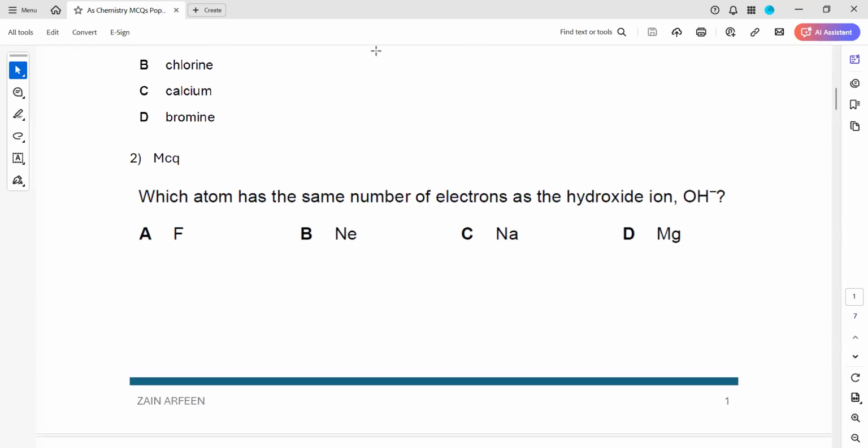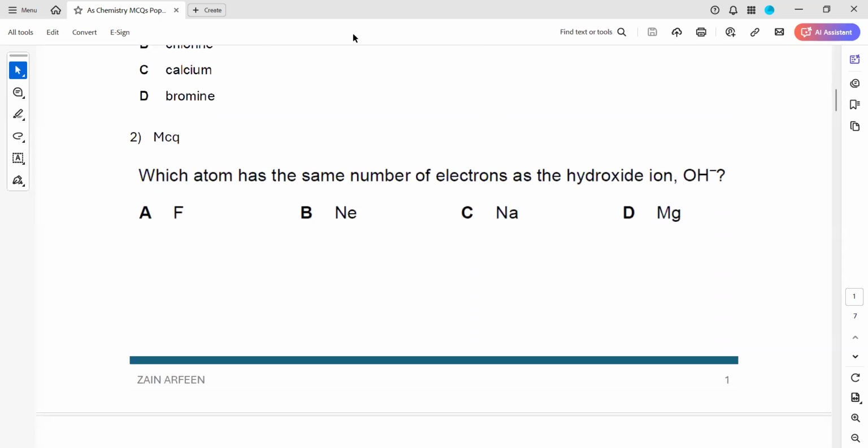In question 2, which atom has the same number of electrons as a hydroxide ion? So how many electrons are there in oxygen? A hydroxide contains oxygen and hydrogen, and an additional electron is there because the charge is -1. So oxygen contains 8 electrons, hydrogen contains 1 electron, plus the additional negative charge on the hydroxide ion. If there's a negative charge, it means 1 additional electron is there. So in total, how many electrons are present? Total 10 electrons are present in hydroxide.